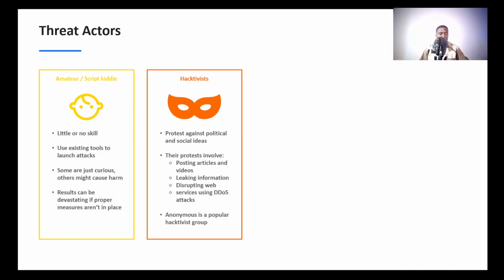Their protests can involve posting articles and videos about, I don't know, certain private information. They can also leak information, secret documents, and classified plans to the public. They also usually work by disrupting web services. They attack a particular resource, like a web application of a company they're protesting against, to limit its availability. Finally, they also do other things using DDoS attacks. A very popular hacktivist group is Anonymous. You can look online and find them quite easily. They have done a good number of hacks against very public organizations.